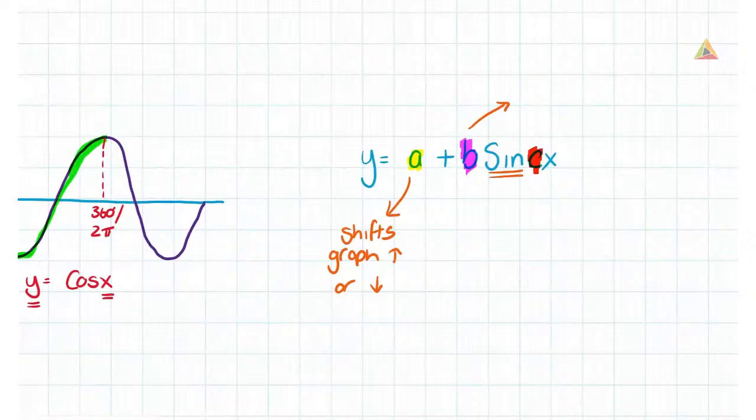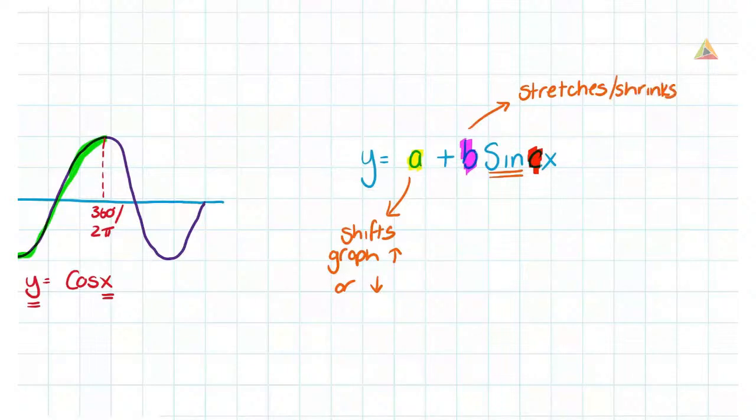This number here, if we multiply the graph of sine x or cos x by a number, b in this case, what that does is it affects the range. So it stretches or it shrinks the graph vertically.